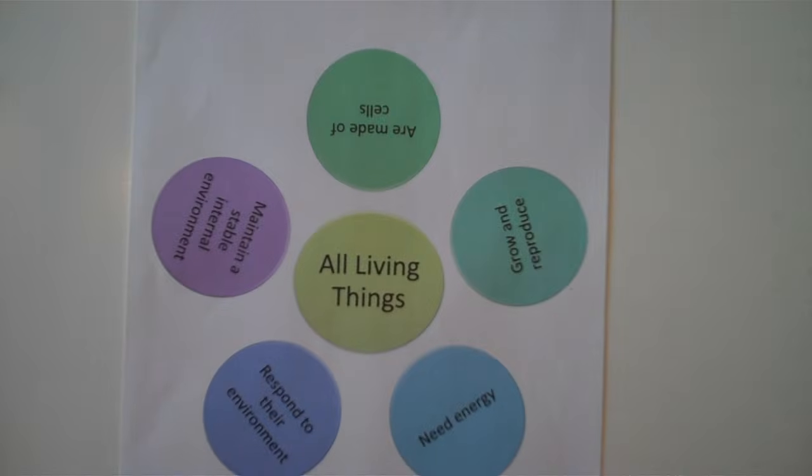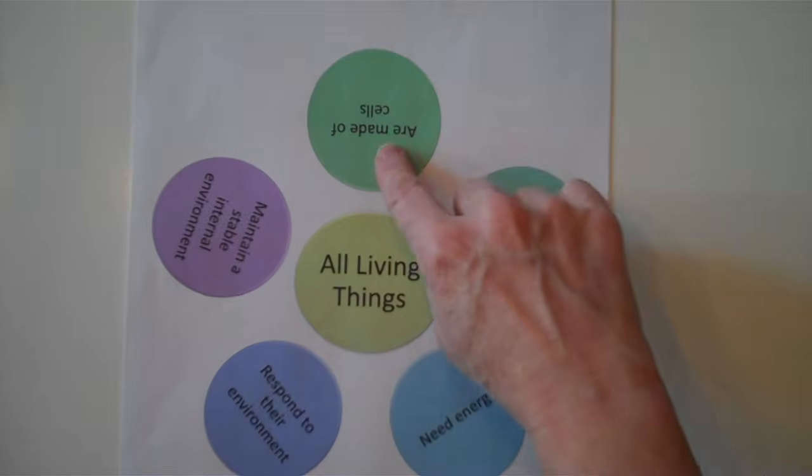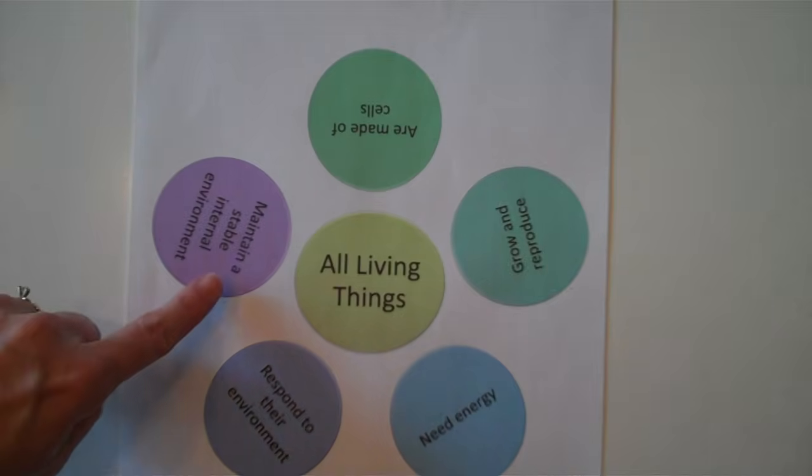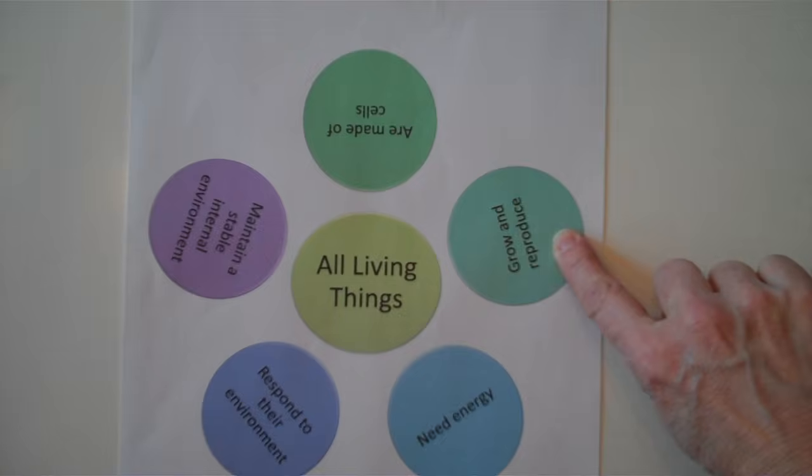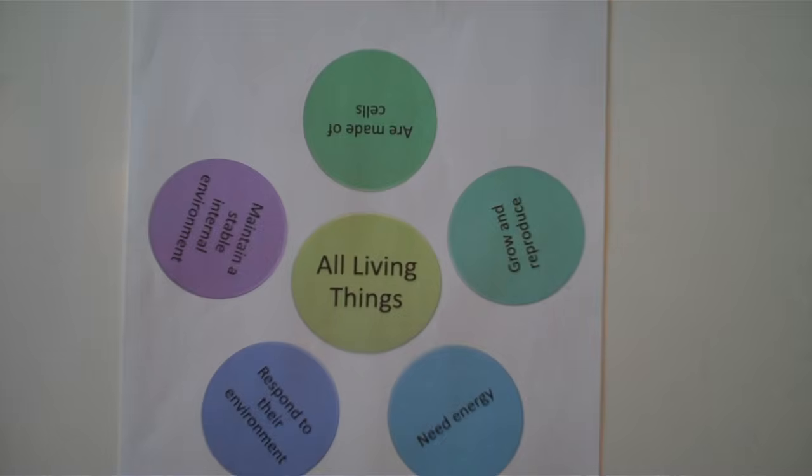How do we know if something is living or not? Scientists came up with 5 characteristics of all living things. Living things are made of cells. They maintain a stable internal environment. They respond to their environment, they need energy, and they can grow and reproduce. We're going to focus on the organism's ability to reproduce.